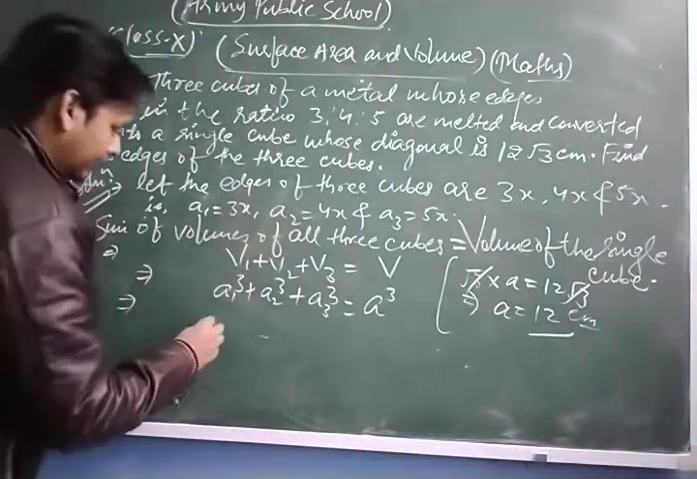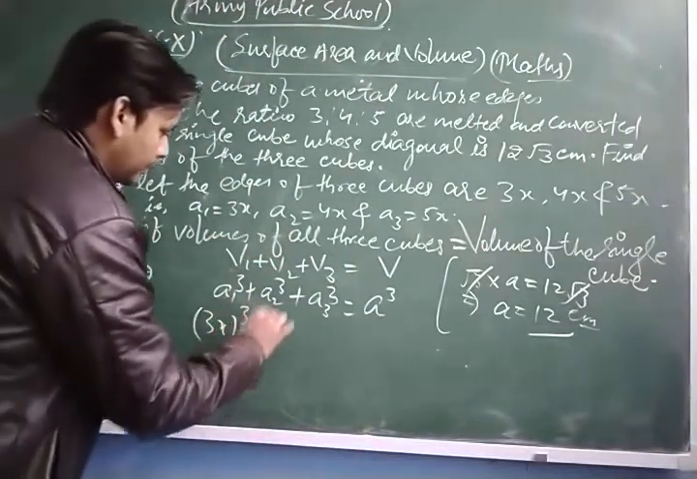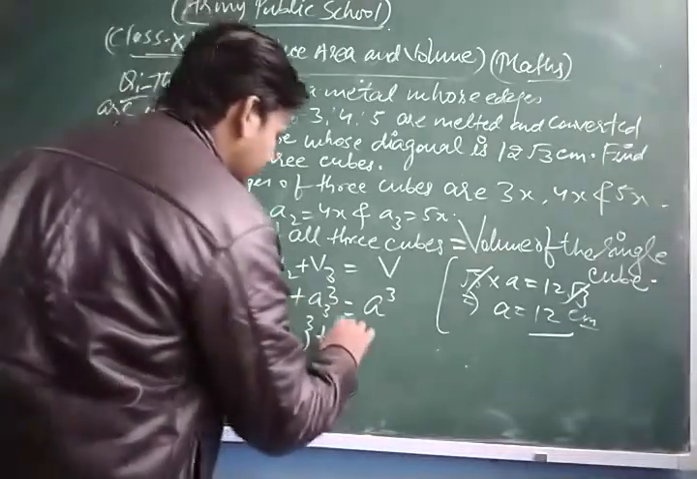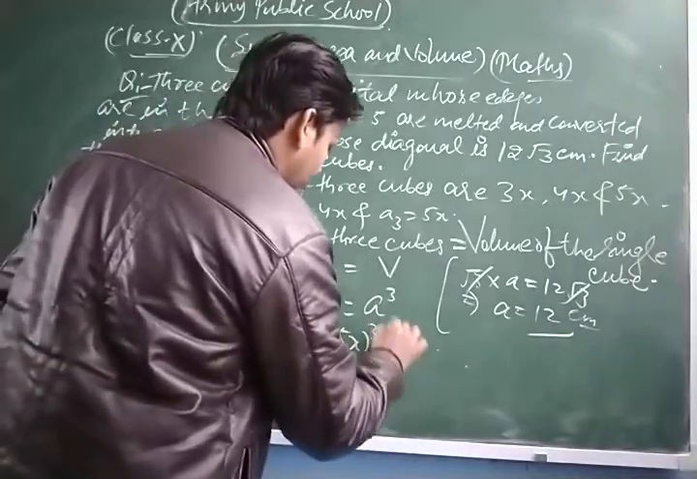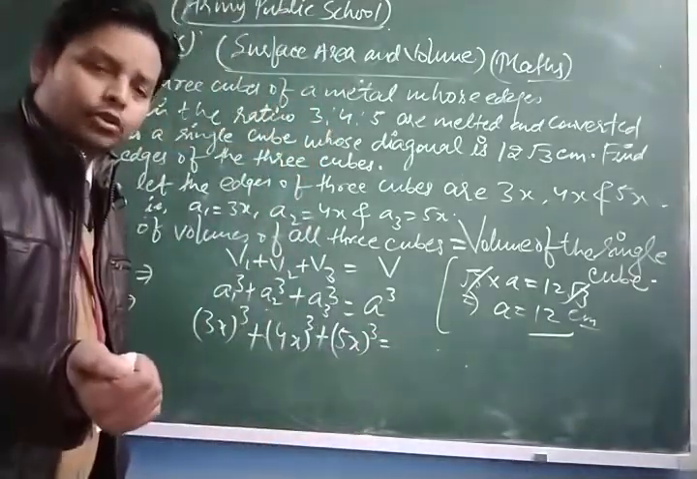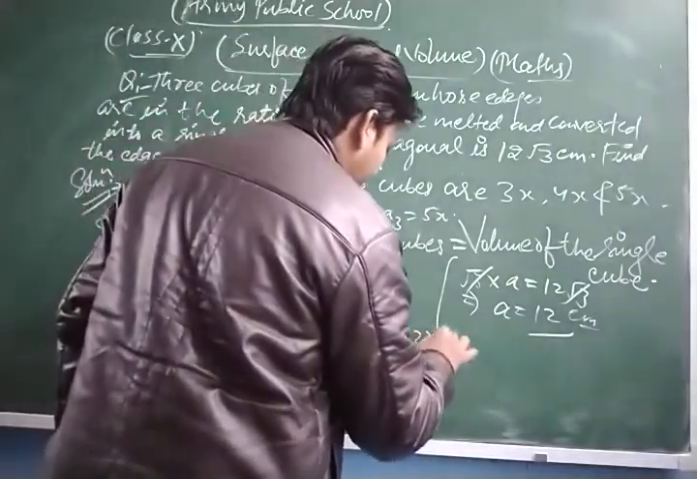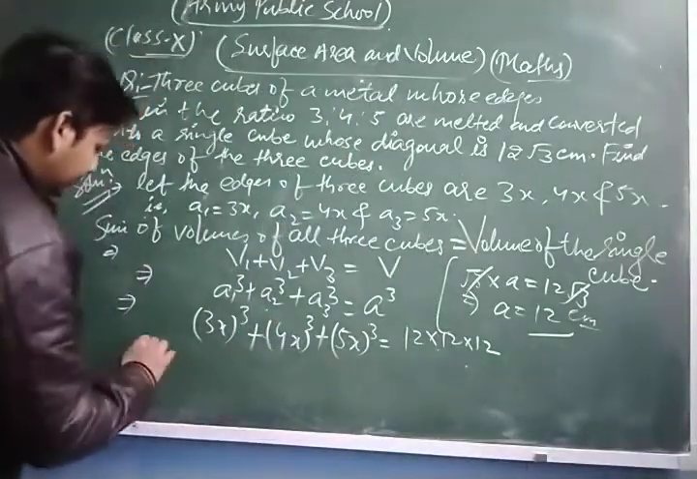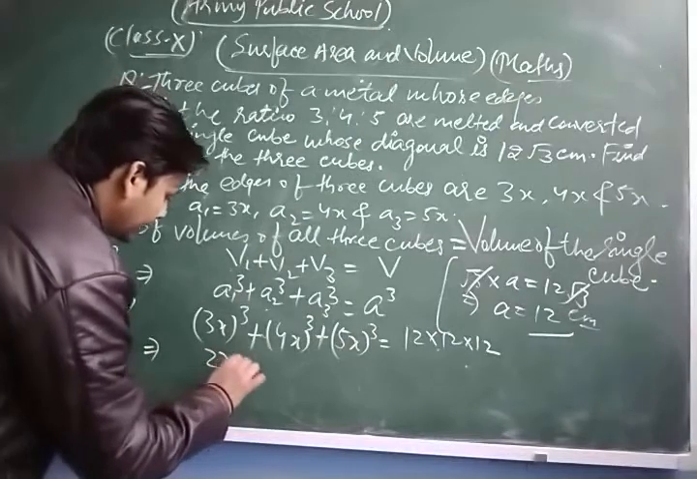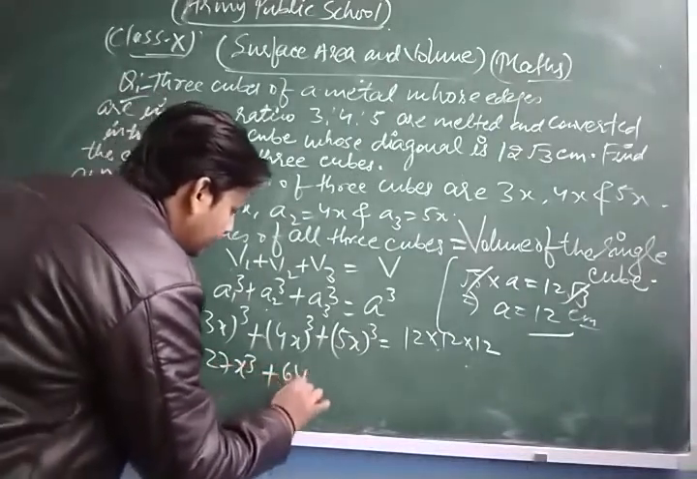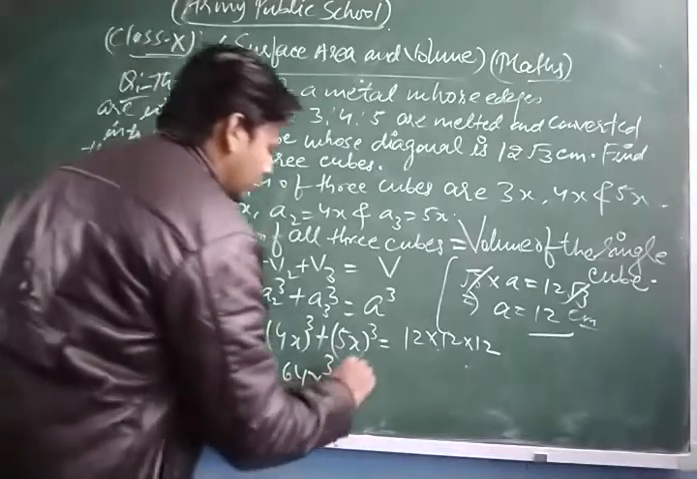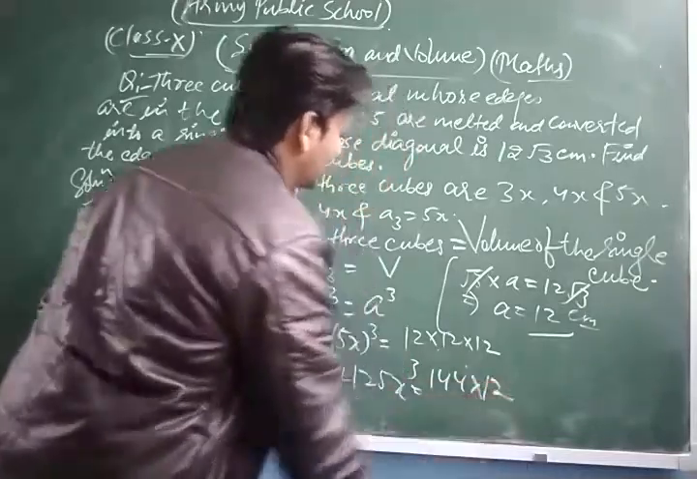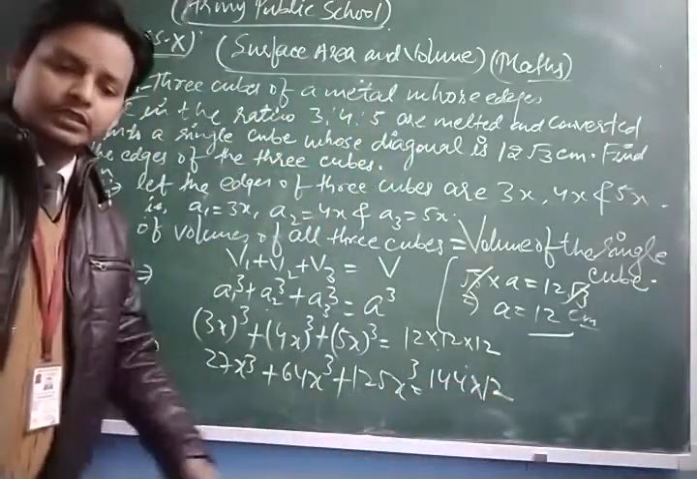Now here we put all the values. A1 is 3x, so this is 3x cube, plus A2 is 4x, this is 4x cube, plus A3 is 5x, so 5x cube is equal to A cube. A is the edge of the single cube, that is 12 cube, 12 into 12 into 12. Now we simplify: this is 27x cube plus 64x cube plus 125x cube is equal to 144 into 12. Now we just simplify them. Let's see.